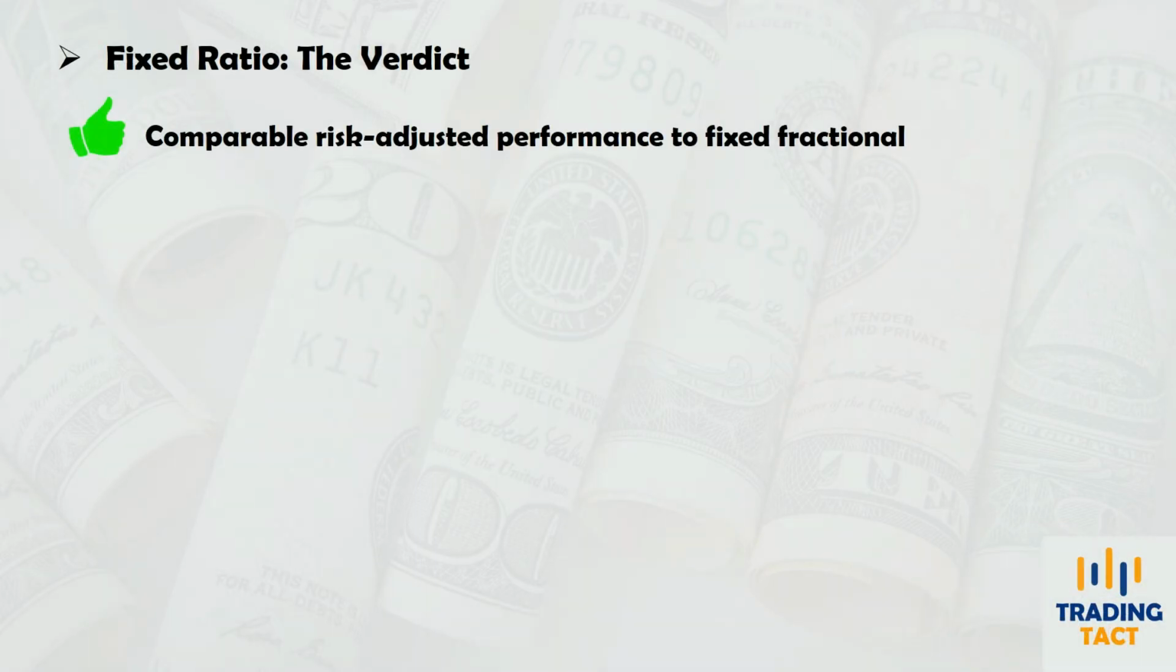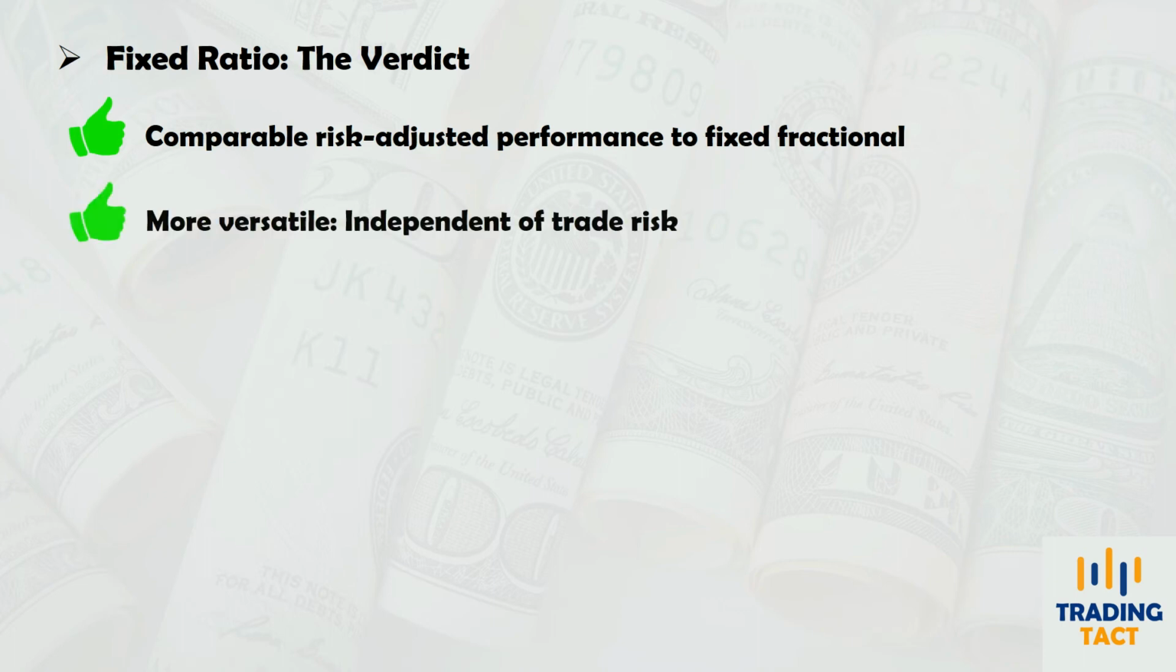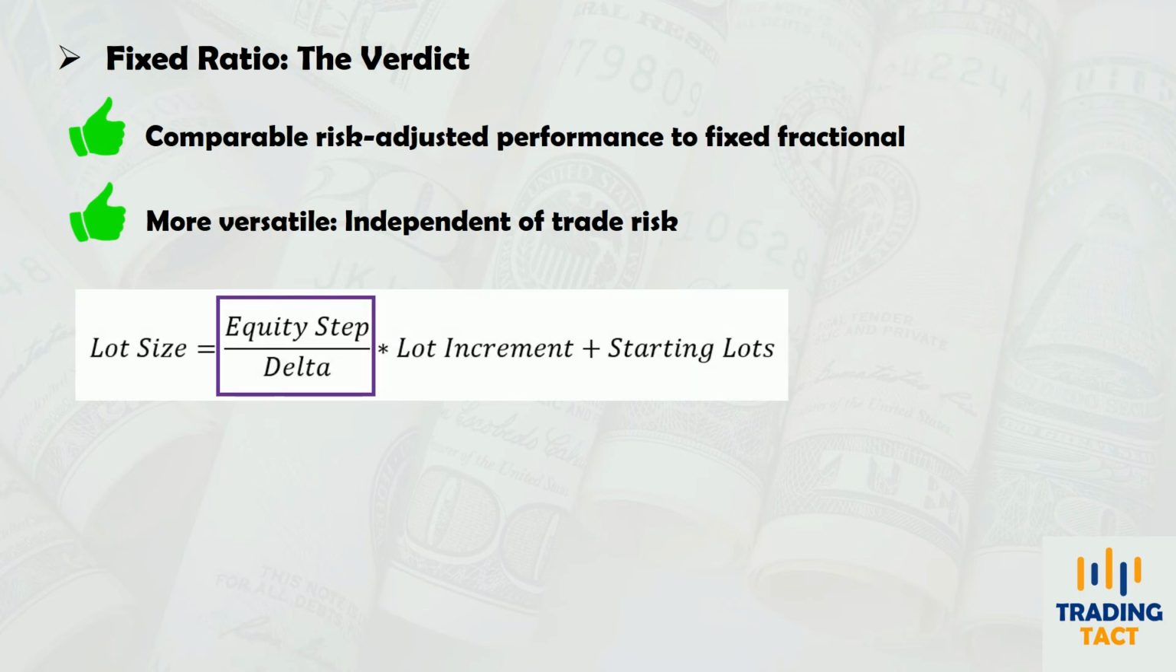Performance-wise, both money management methods produced largely similar risk-adjusted returns, with fixed ratio pulling slightly ahead. In addition, fixed ratio is arguably more versatile because you don't need to know your trade risk beforehand. Recall that you only need your accumulated profits and delta value to compute your lot size. This might come in handy if you don't use a predetermined stop loss or are using indicator-based exits.